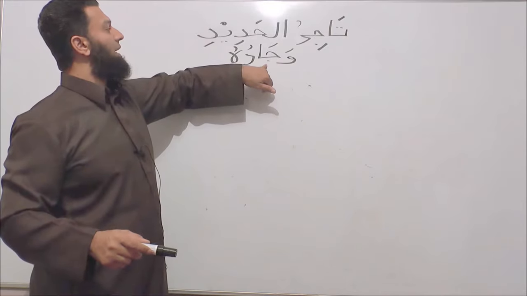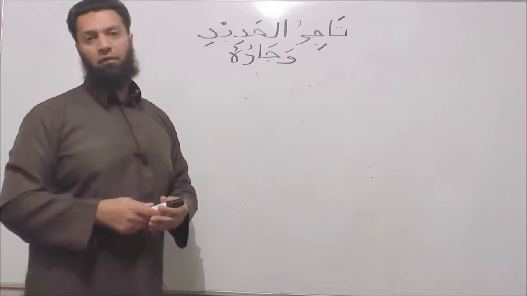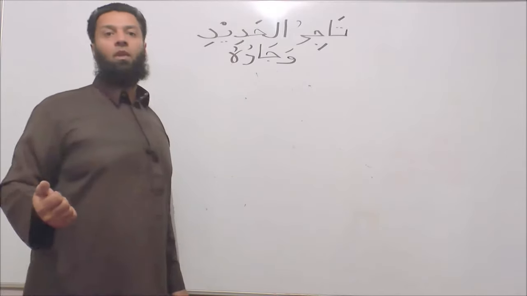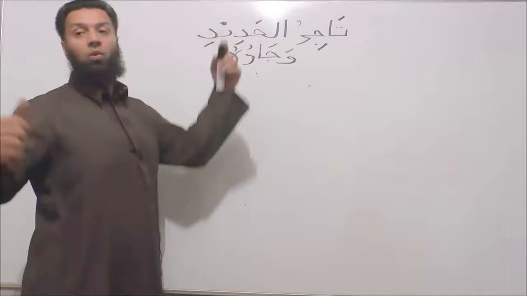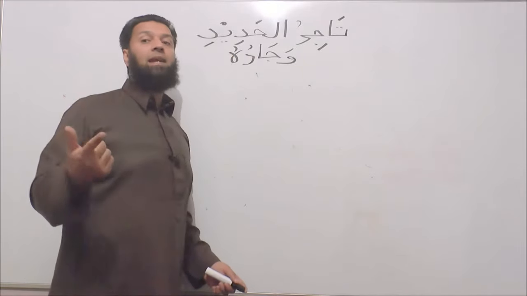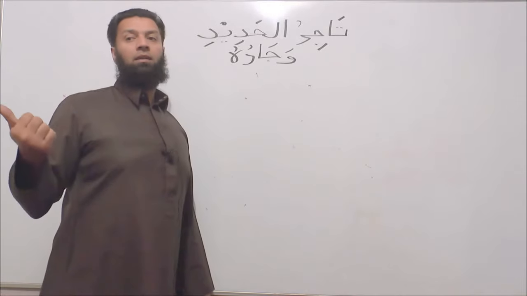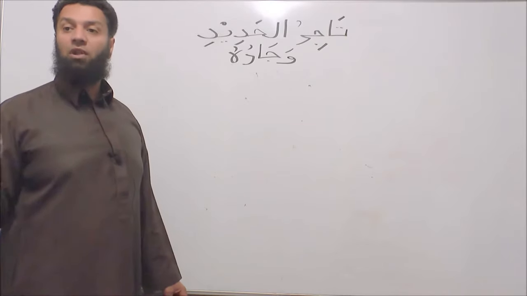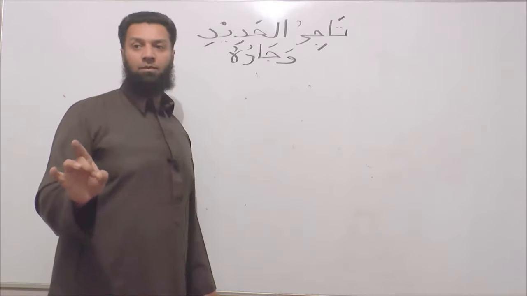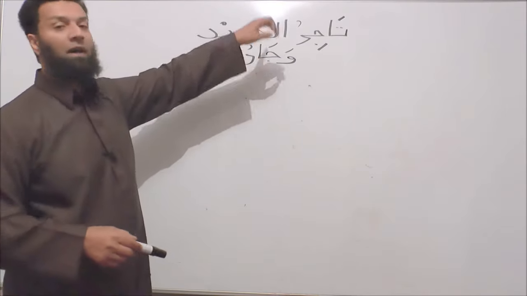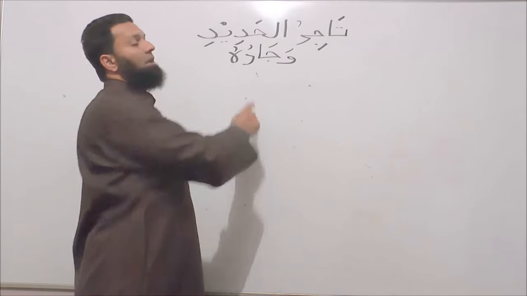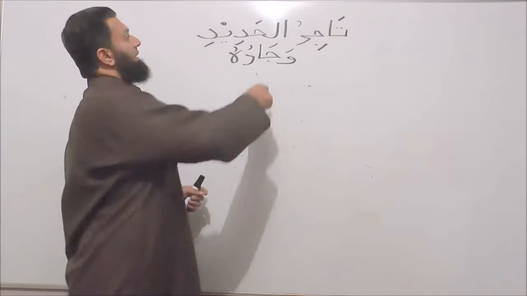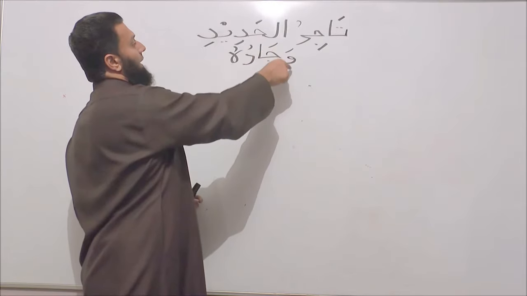And his neighbor. And again, wawul ataf. Jaruhu. What does jaruhu mean? Neighbor. Jaruhu means, jarun means a neighbor. So jaruhu means his neighbor. Right? Wajaruhu, and his neighbor. Note that we vowelize it, or we render jar marfu'un. Why? Because the meaning is then the iron trader and his neighbor.